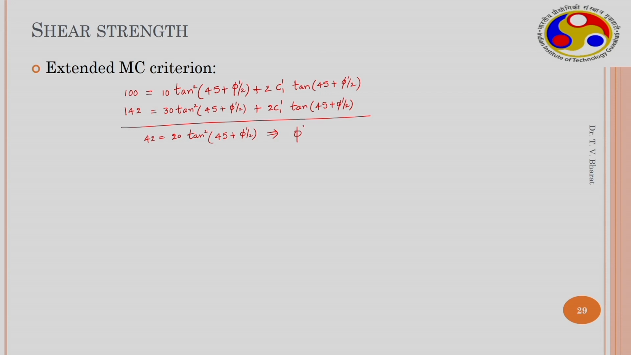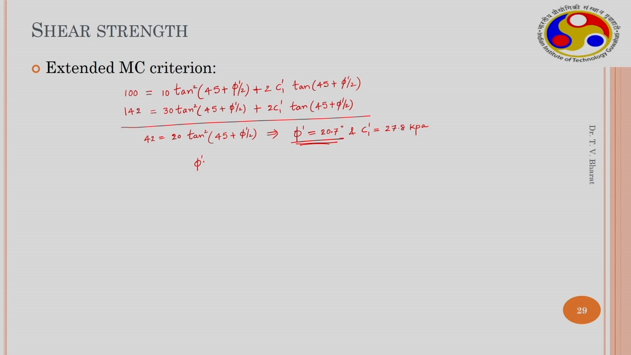So when you solve for phi dash, it is 20.7 degrees, and when you substitute in either of these equations, then you get C1 dash, which is equal to 27.8 kilopascal. If you notice the phi dash value from the first two test data, you got 19.47. From the last two test data you got 20.7.